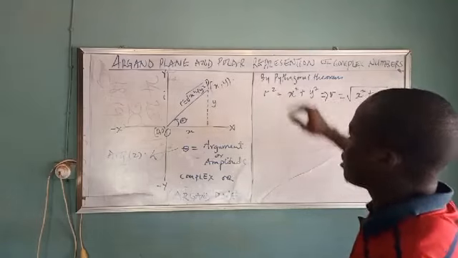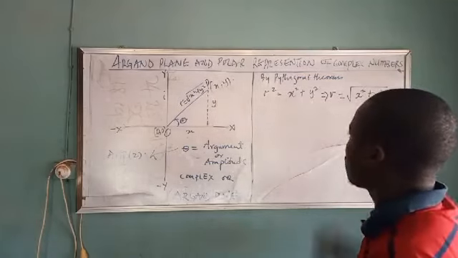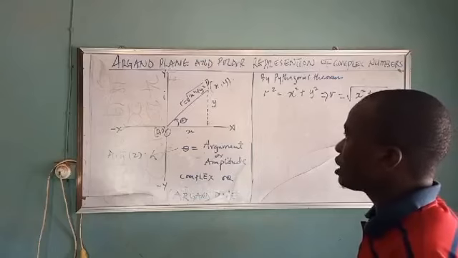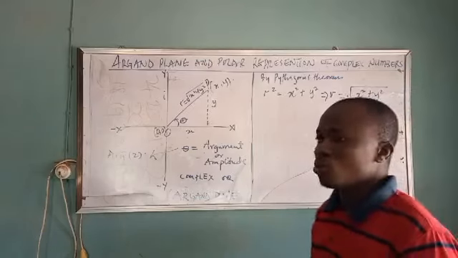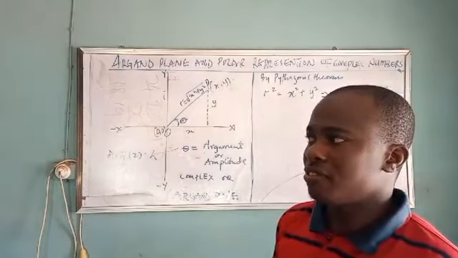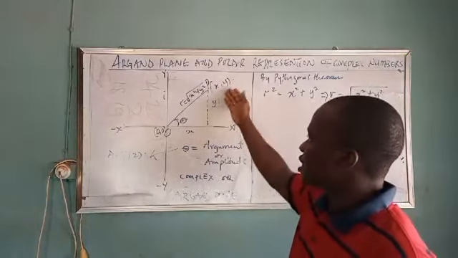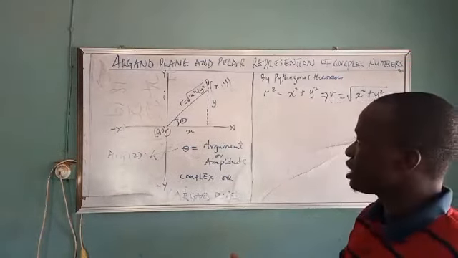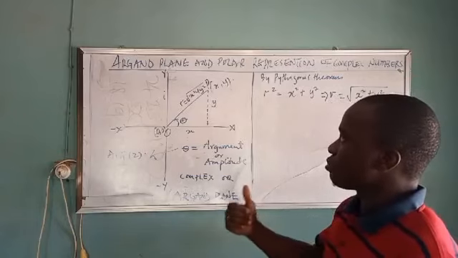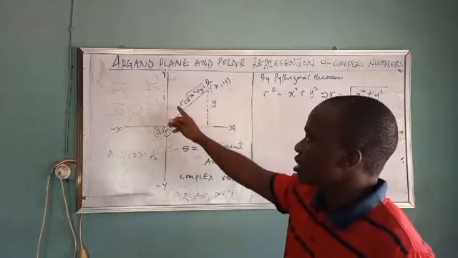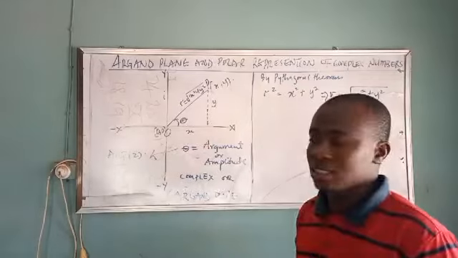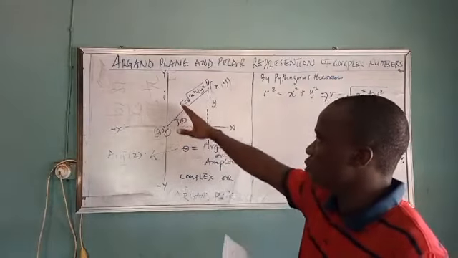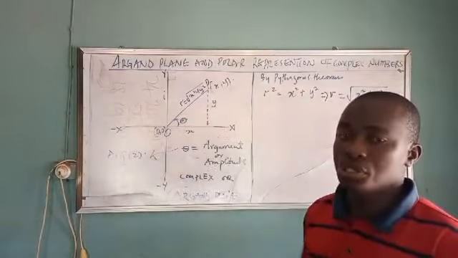Now, if you want to go to polar, we say polar representation of complex number. When we are talking about polar, we want to move away from seeing x and y. Then we'll be saying r and theta, that is, we want to be saying the modulus and the argument.